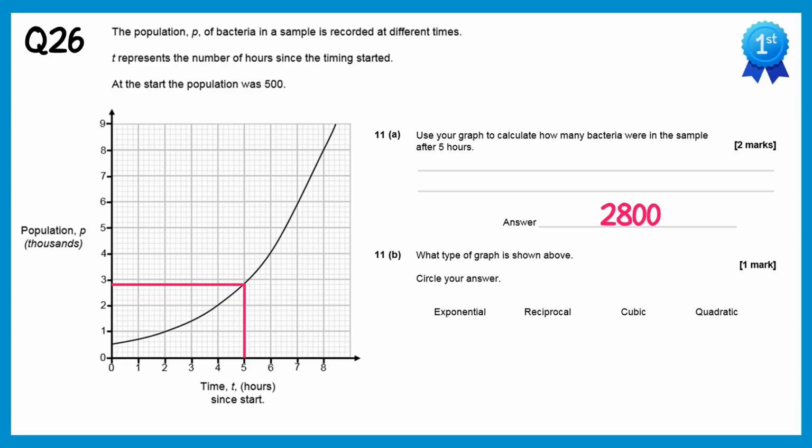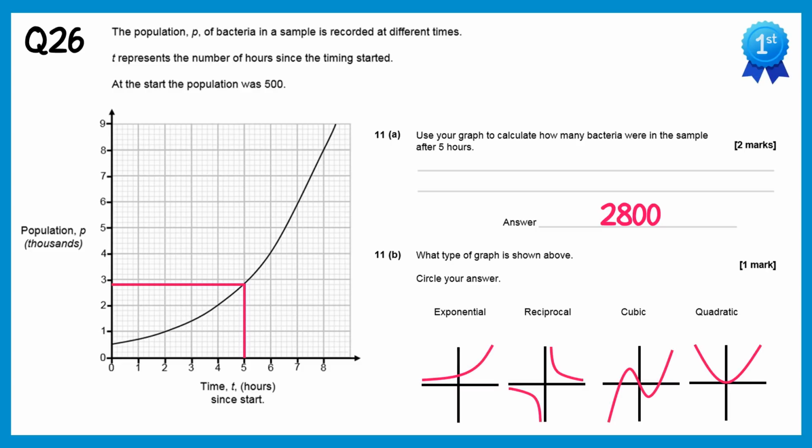What type of graph is shown here? Well, I'll show you all 4 types of graphs. An exponential graph looks like this, a reciprocal graph looks like this, a cubic graph like this, and a quadratic graph like this. So this one matches an exponential graph.